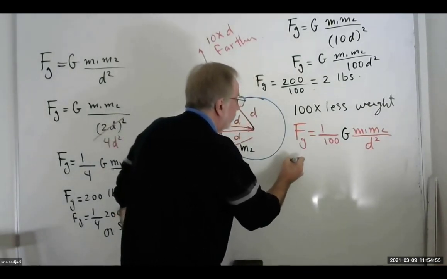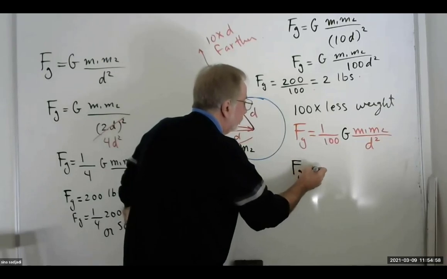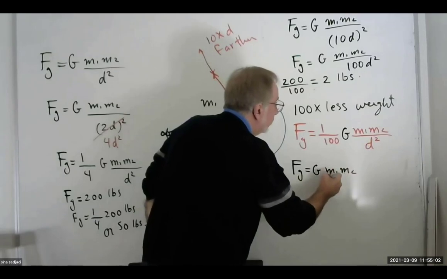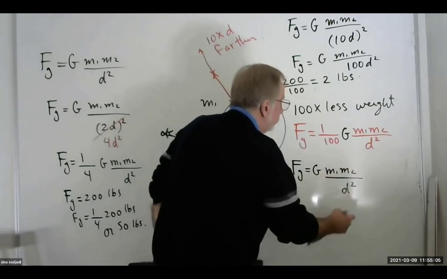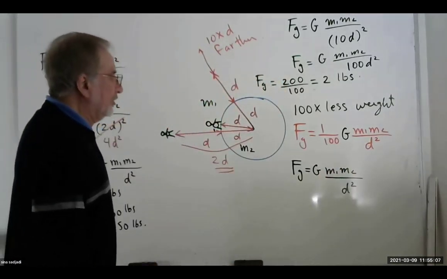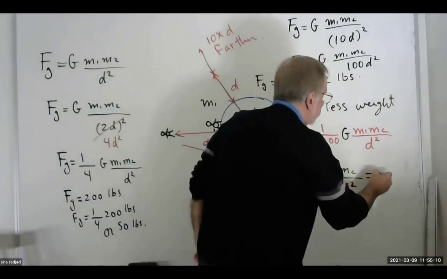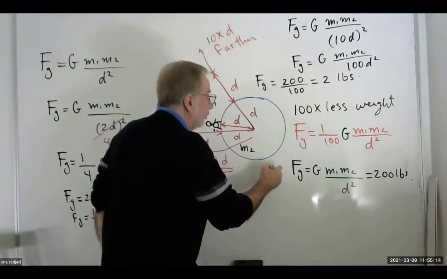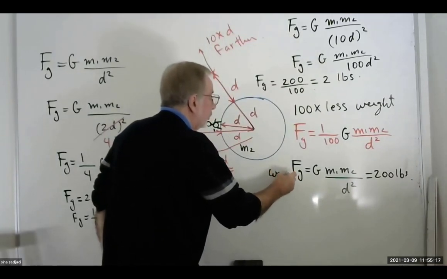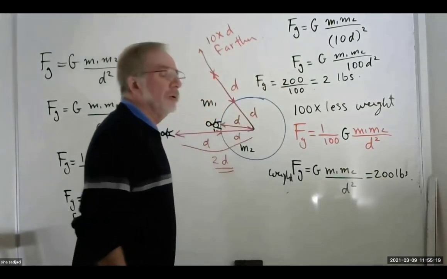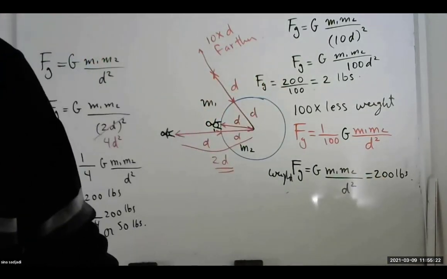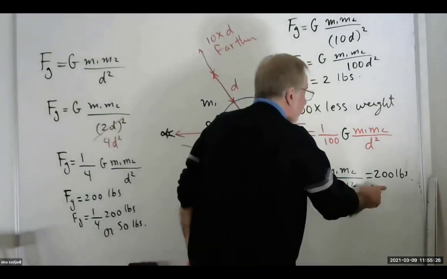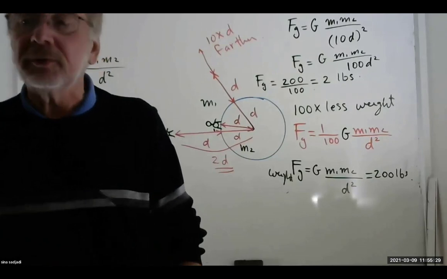We said that the formula is force of gravity is equal to G times M1 times M2 divided by D squared, right? And this was 200 pounds. The force of gravity is weight. So this is 200 pounds. Force of gravity is equal to G times M1 times M2 on the surface of the Earth, and that's what you get: 200 pounds. We already weighed this guy. We know this guy weighed 200 pounds, right?